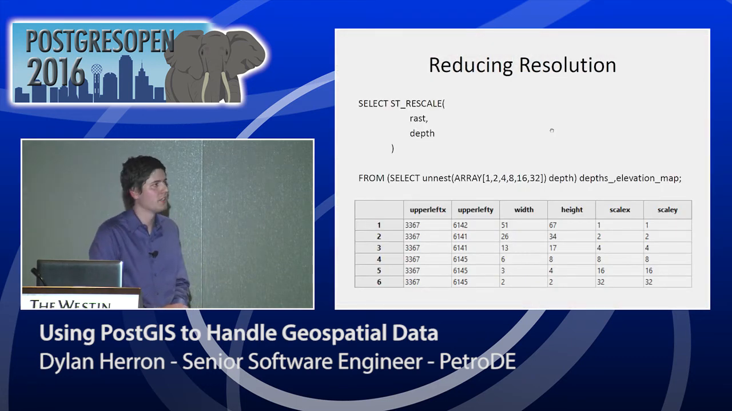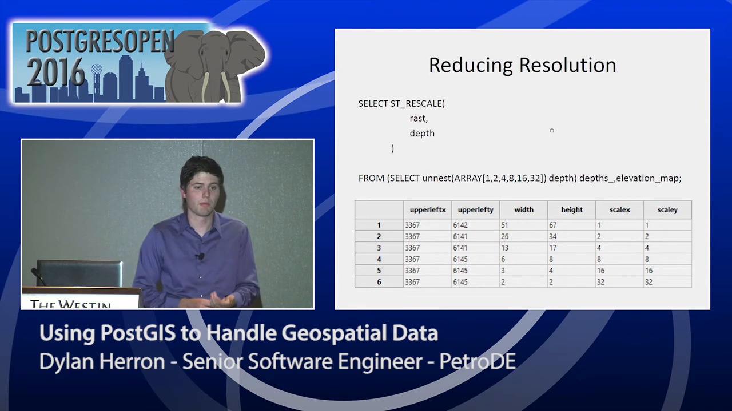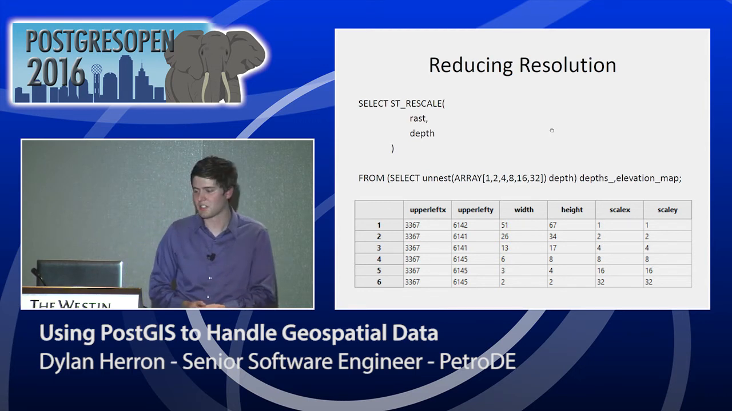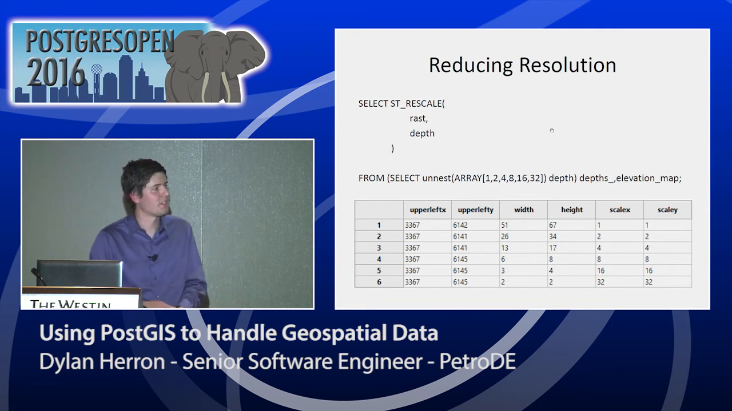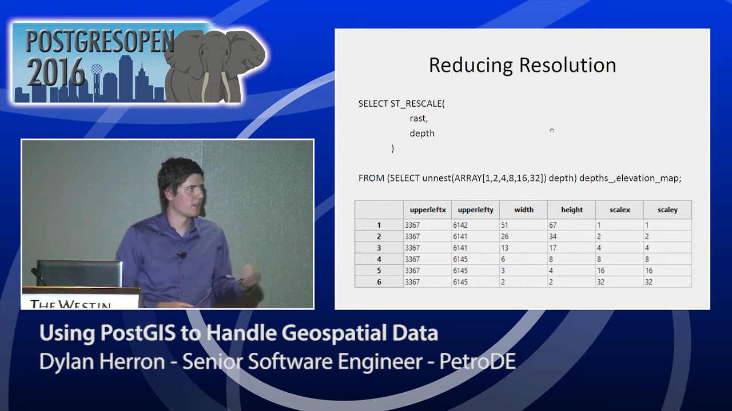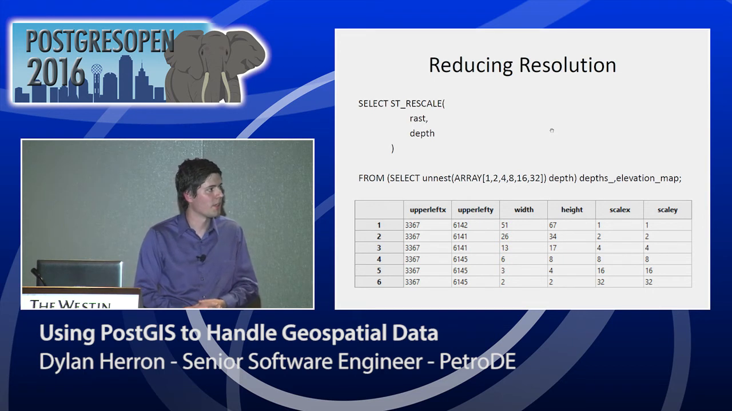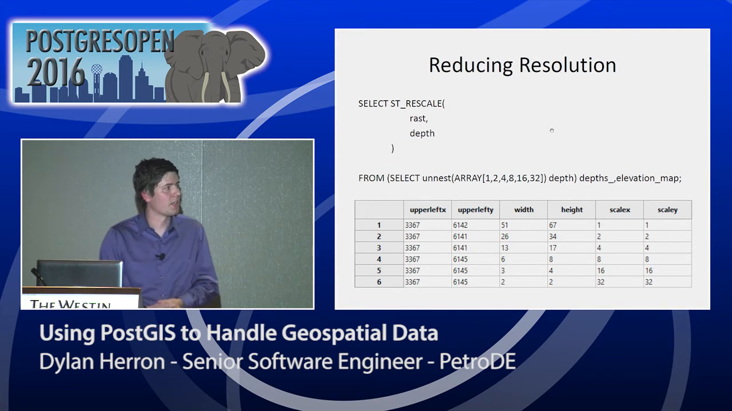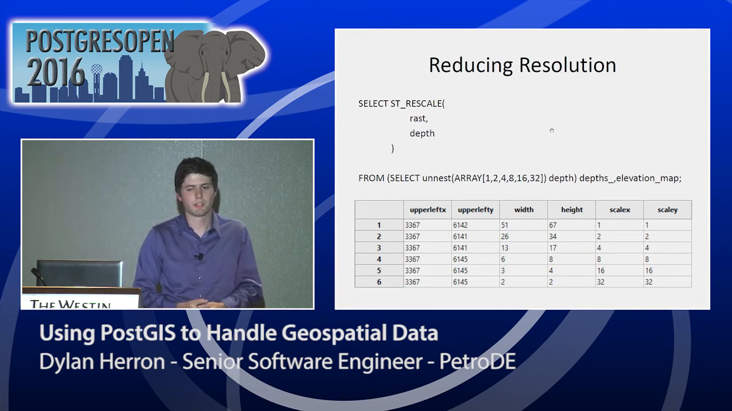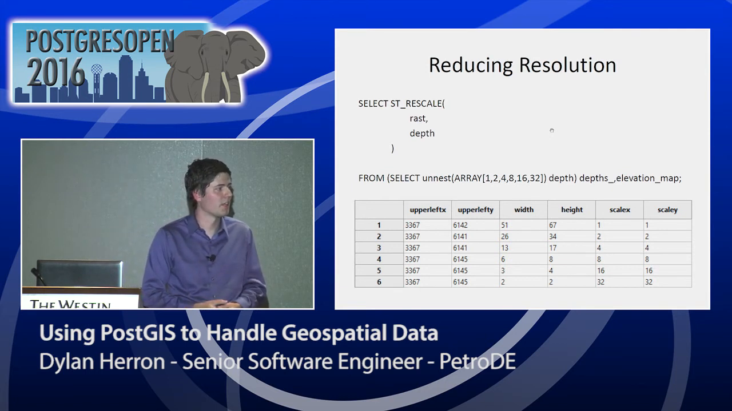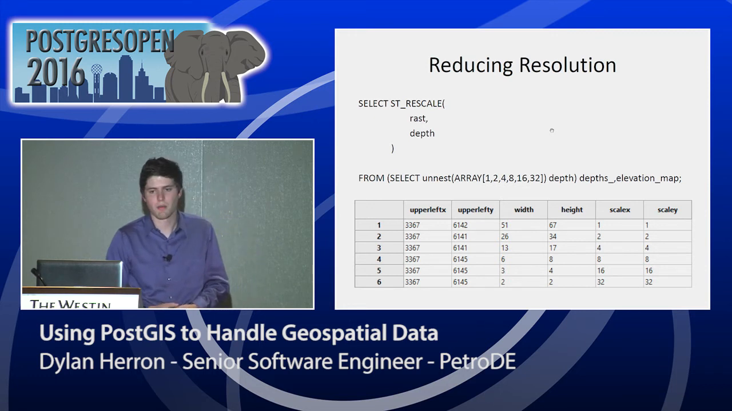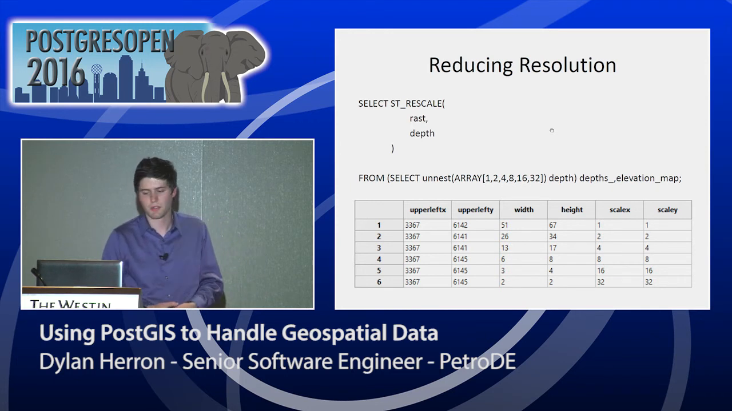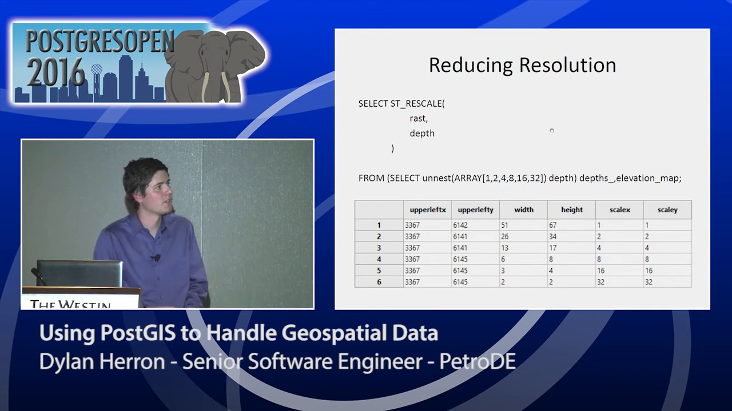So the way we do that is using ST_Rescale. What this function does is it adjusts the scale of my image. If I pass in a single image and a depth, as shown in that table there, the number of pixels wide and the number of pixels high reduce as I go deeper. And that's exactly what I want. When I'm zoomed out, I only want to request that 2 by 2 pixel image, but when I'm zoomed in, I want to request the high resolution.